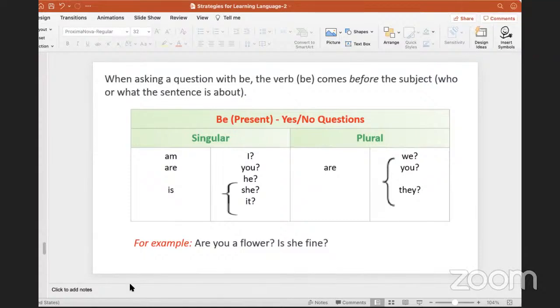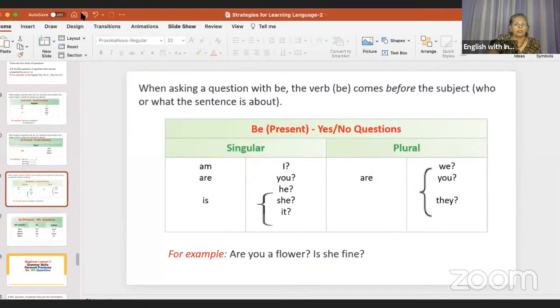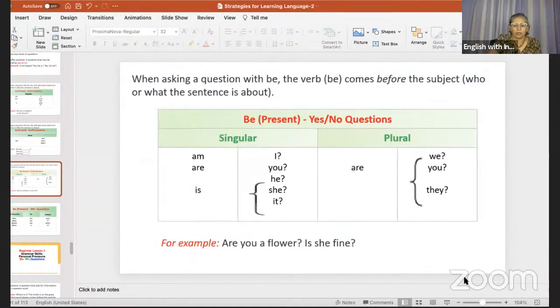Anyone wants to try? Yes, Murmu. Any sentence you want to try? Anyone wants to try any other question? Are you, are we, are they, or is it? Anyone has any question about "is it"?